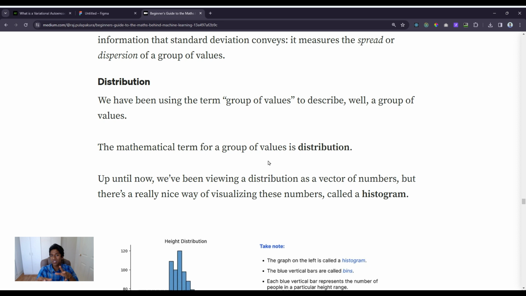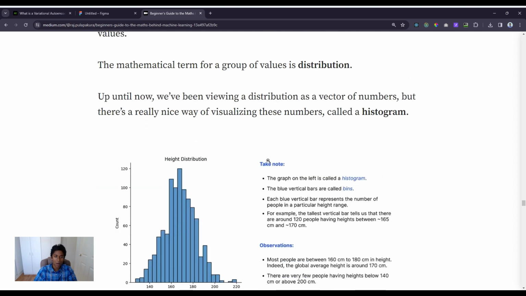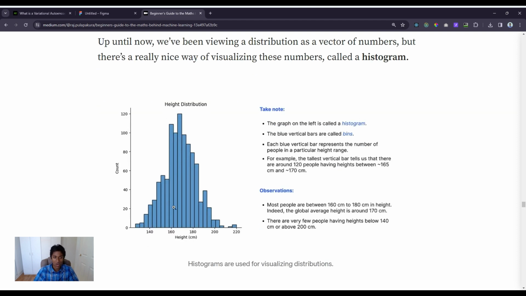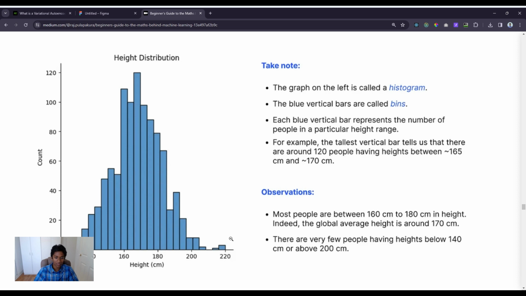Okay, so we've been using this term group of values a lot, and yes, it is a group of values, but in statistics, we like to call it a distribution. Up until now, we've been viewing a distribution as a vector of numbers, but there's actually a really nice way of visualizing these numbers, and that's called a histogram. So here we have a histogram of heights, and this is the height distribution.